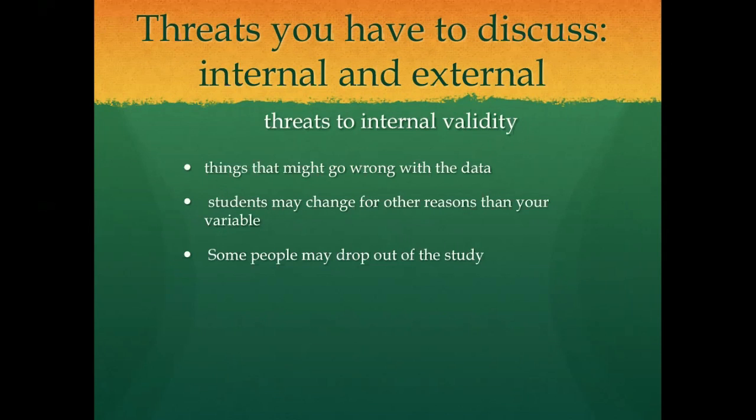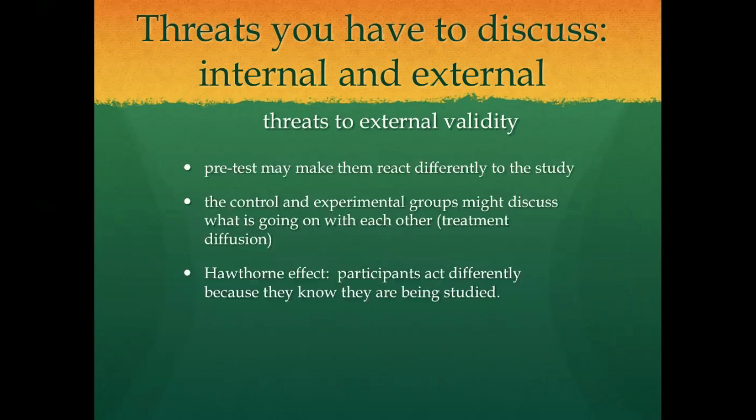around speaking French. Threats to external validity are doing a pretest. If they are pre-tested, then they might react differently to the study. The control and experimental groups might discuss what's going on with each other. That's called treatment diffusion, and that affects the validity of your results. And the Hawthorne effect, which is when participants act differently because they know they're being studied, so they might try harder or they might be more alert. So there are just 3 examples of external validity that you have to discuss when you write up your proposal.